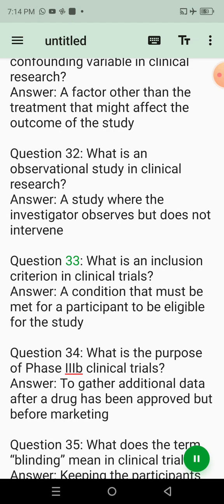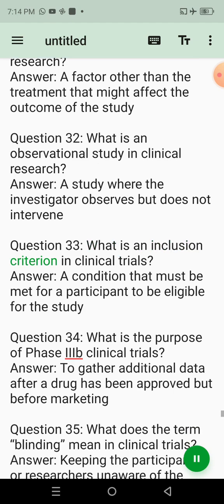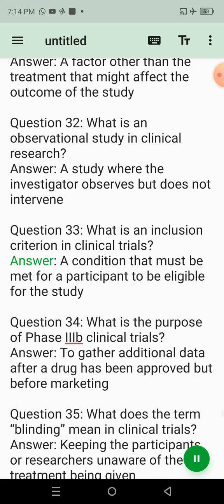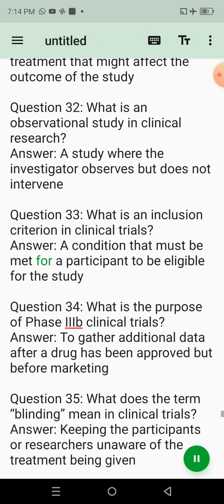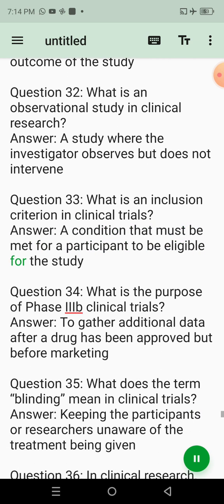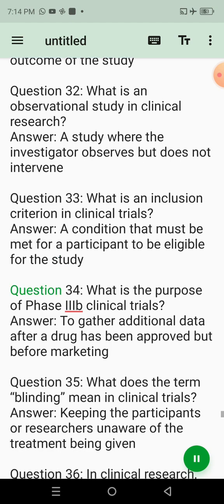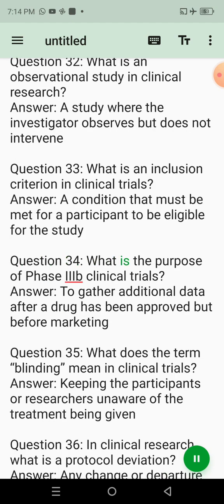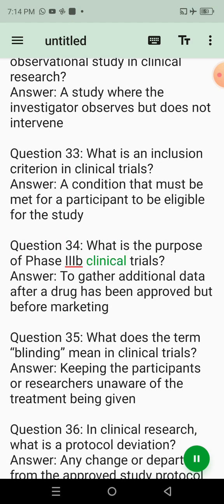Question 33. What is an inclusion criterion in clinical trials? Answer: A condition that must be met for a participant to be eligible for the study. Question 34. What is the purpose of phase I clinical trials?